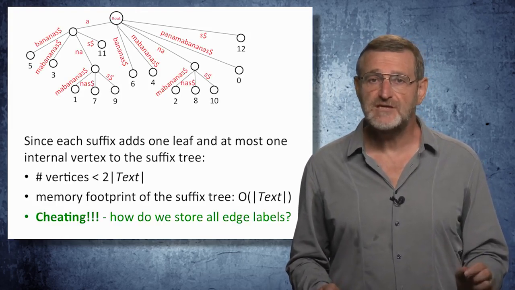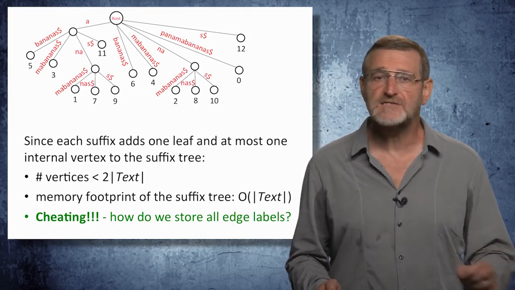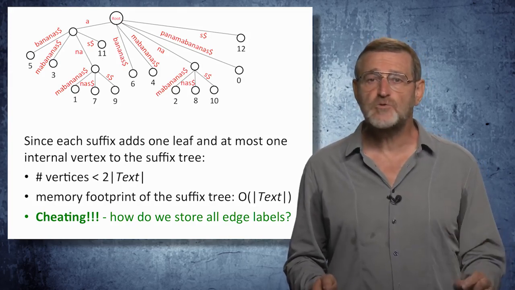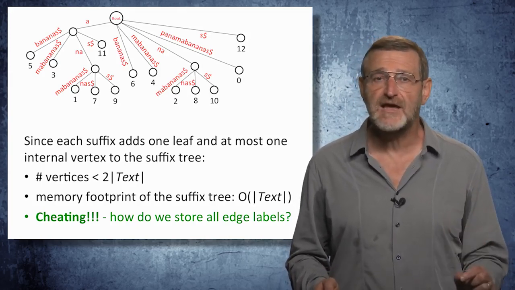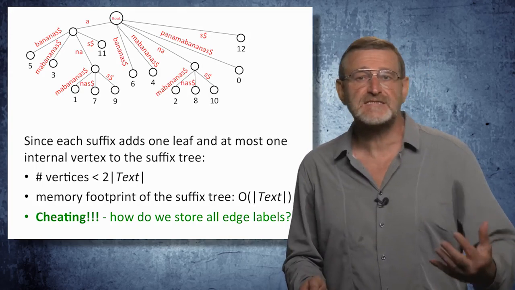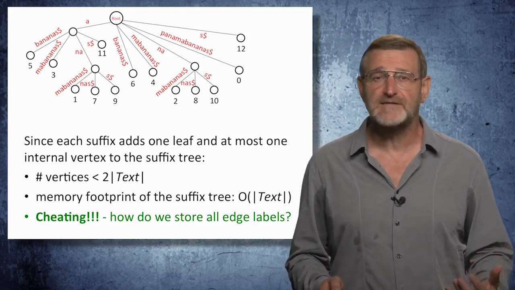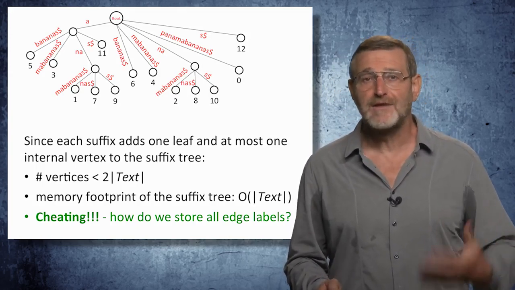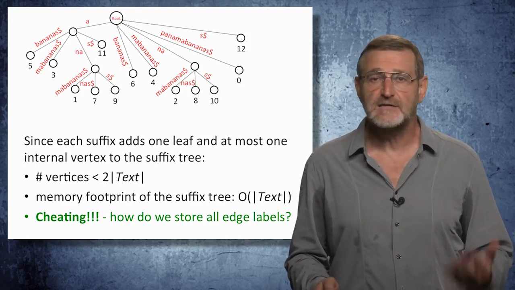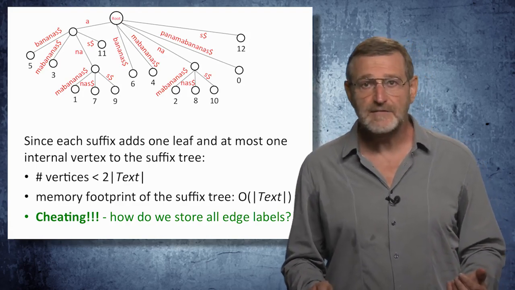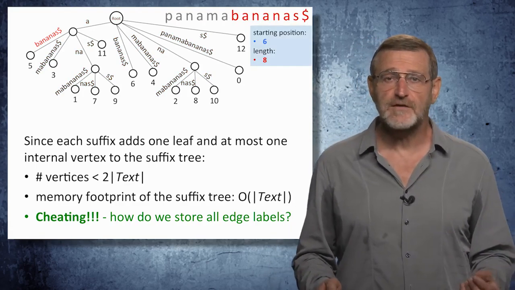This sounds like cheating, because we haven't answered the question: how do we store all the edge labels? They will take the same total amount of space that all labels in the suffix try took. However, let's try to do the following.